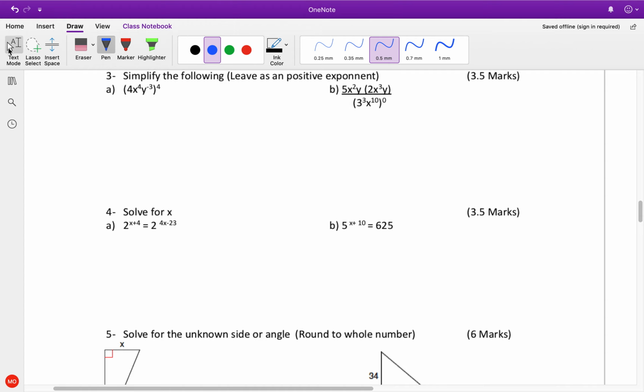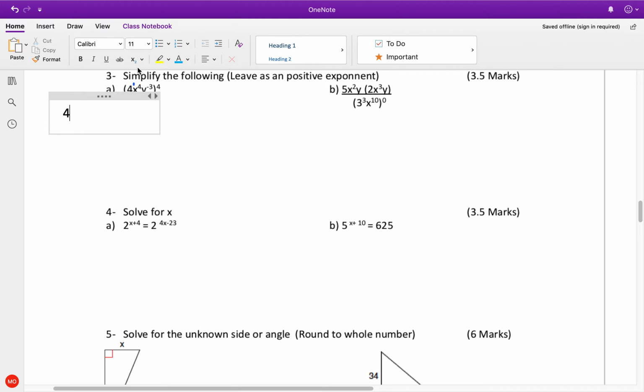Alright, next up. Simplify these equations. Leave it as a positive exponent. So this here we have power of a power, so we're just going to do that. Please remember that has a 1 on there. So this here is 4 to the power of 4. Then we go x to the power of 4 times 3 is 12, and then y to the power of 4 times 3 is negative 12.